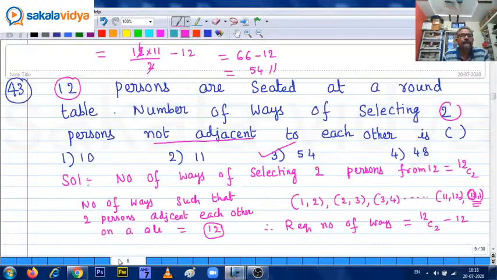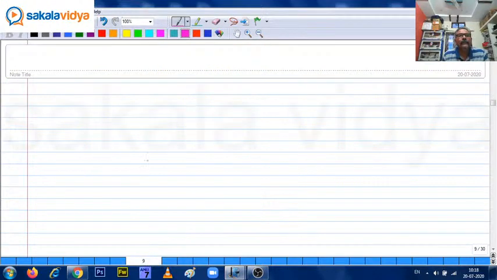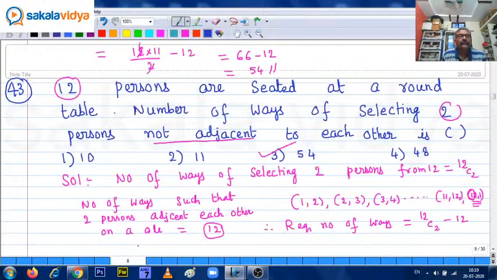Okay. 44. Yes, actually, your answer is also correct. Actually, for the 43rd question, we can make use of this formula also. For the 43rd question, you can make use of a shortcut also. I will explain the shortcut. What is the shortcut?